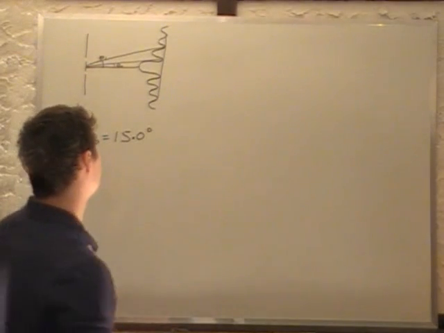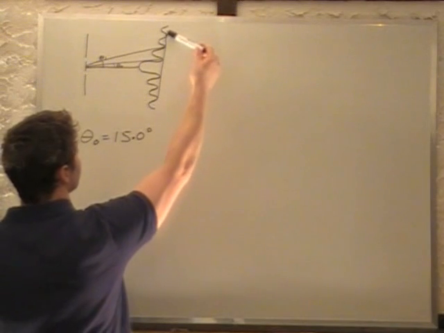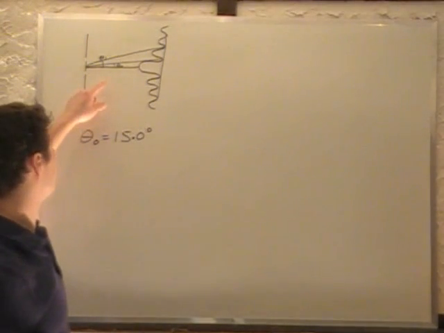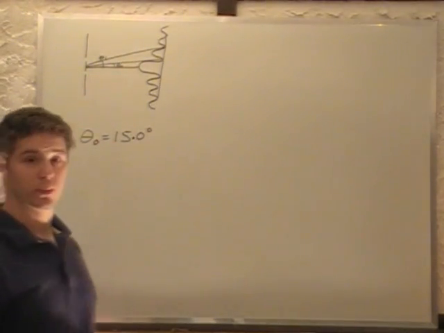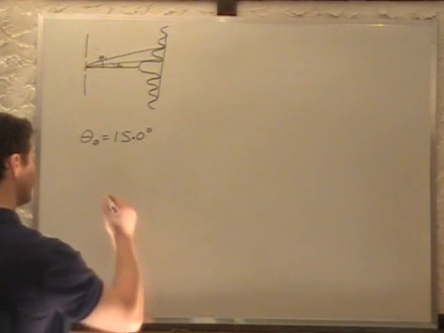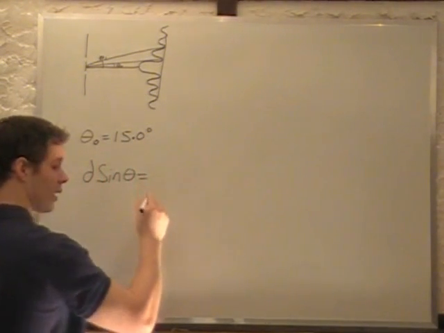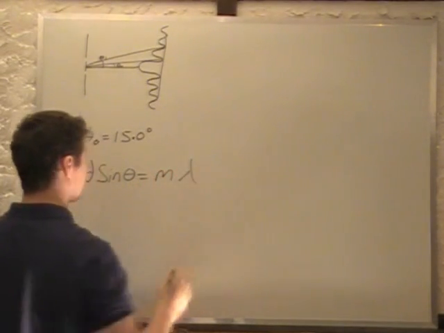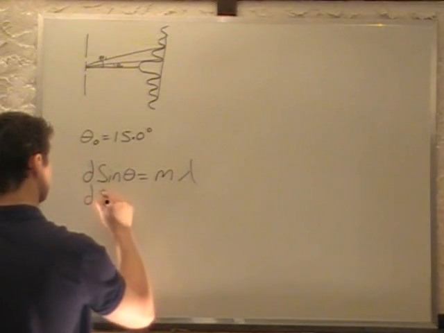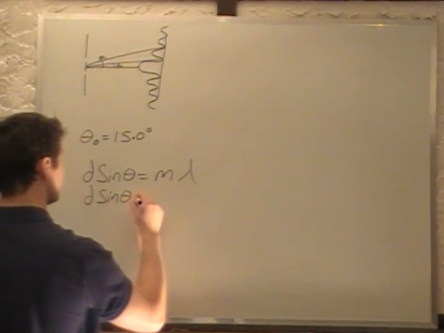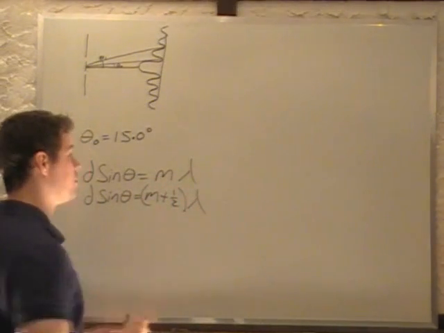So if we're looking at the screen, we get these peaks, and we're looking for the dark fringes, which are in between the peaks. We're told that the first one, our m equals 0 order, occurs at 15 degrees. Let's find m equals 1. So we know that for constructive interference, d sine theta equals m lambda. That's for constructive. For destructive, it's in between: d sine theta equals m plus 1/2 lambda, where m is just an integer.